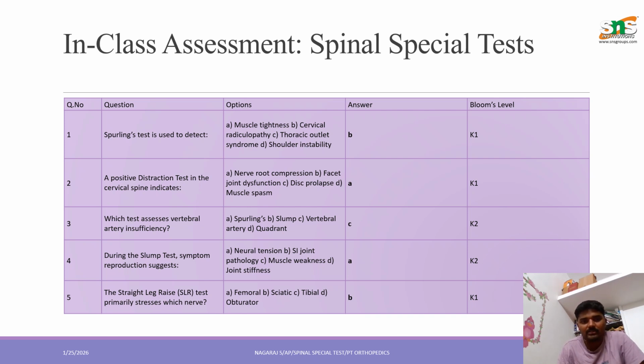During the slump test, symptom reproduction suggests: neural tension, SI joint pathology, muscle weakness, or joint stiffness. In the straight leg raising test, which nerve is primarily stressed? Femoral nerve, sciatic nerve, tibial nerve, or obturator nerve.